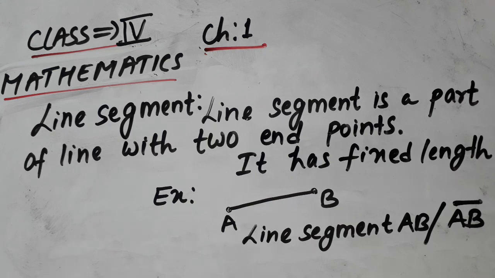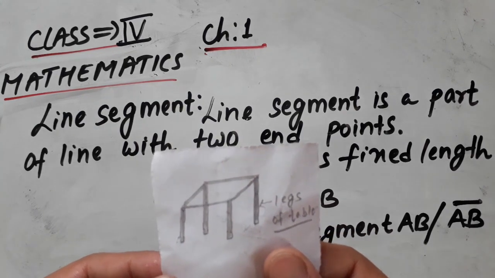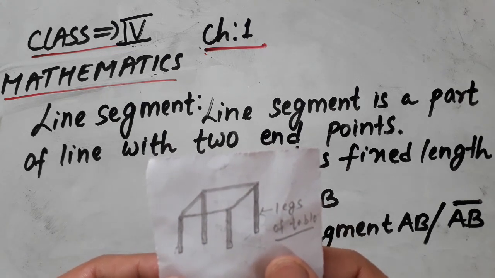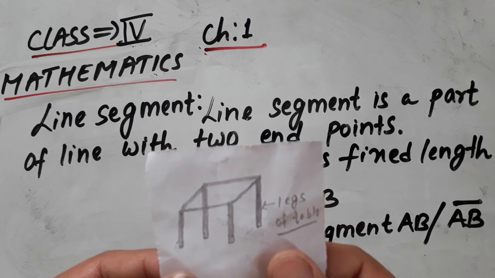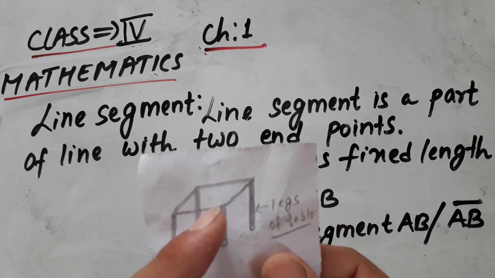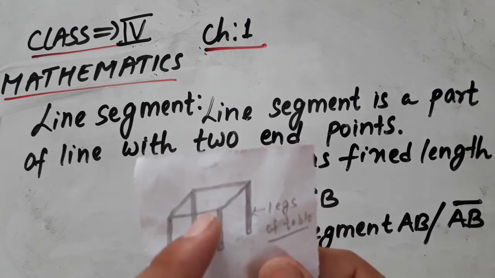Similarly students, one more example of line segment. Look at here, I have drawn a table. As you all know, a table has got four legs. Legs of table is also considered as line segment. As we all know, line segment has got two end points and its length is fixed.